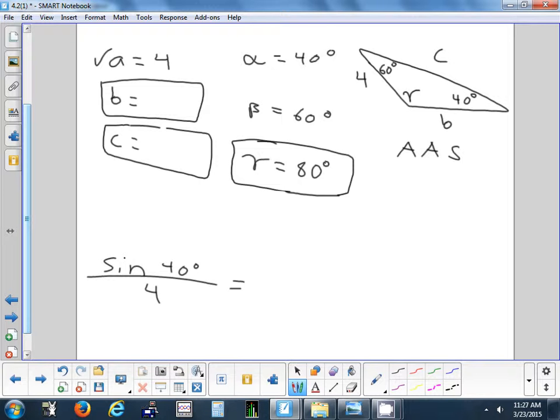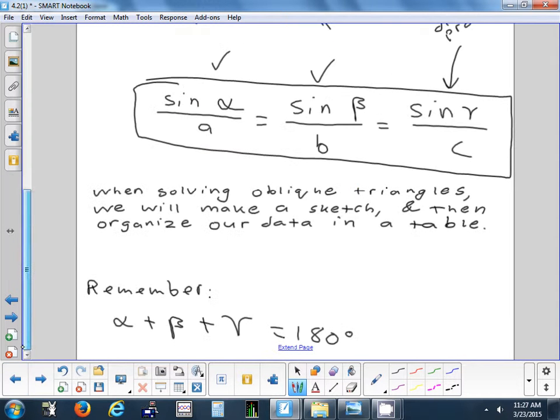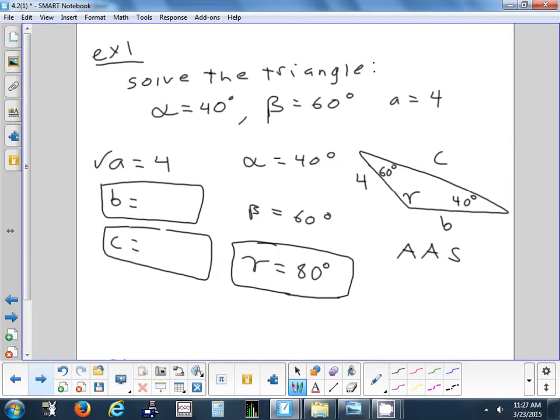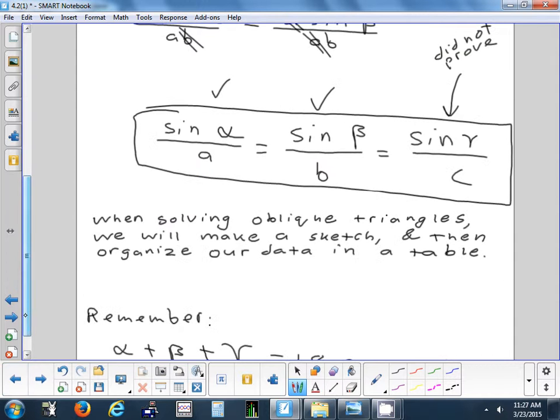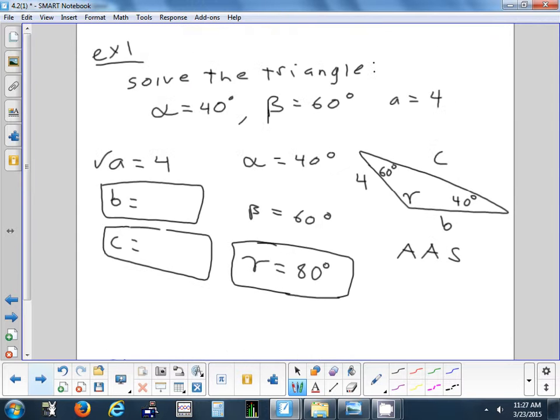The other thing I want to mention, you don't have to go back through and prove that formula again. This formula, just use it. You don't have to go back through the proof that I just had. That was just to explain where it comes from. Now what we put on the other side depends if you want to find B or you want to find C. Let's do B first. So go back and look at the formula. And we're going to put sine of beta divided by B.